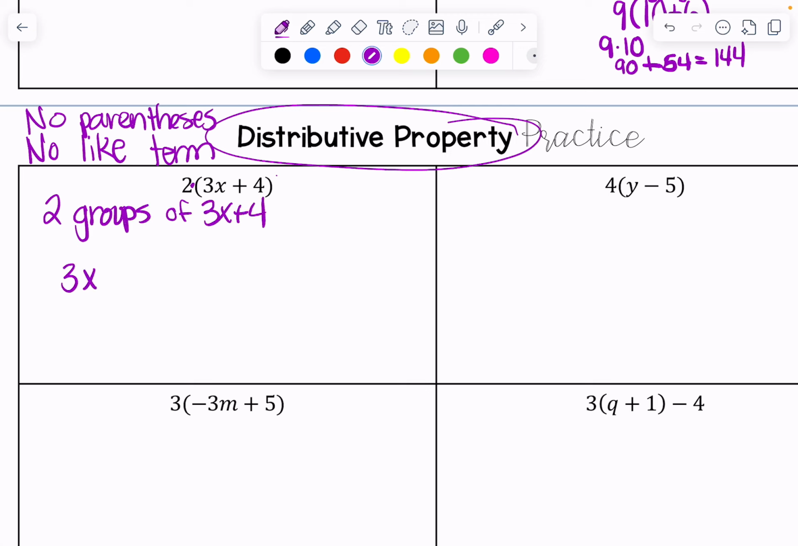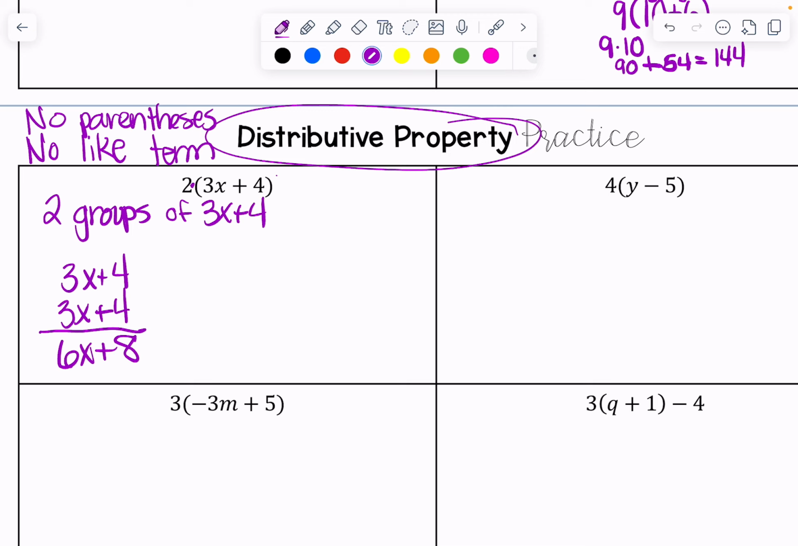I have 3x plus 4, I have another 3x plus 4, and if I combine the like terms from those 2 expressions, I have 6x plus 8. So I have no parentheses now, and I have no like terms. The 6x cannot be combined with the 8. The 8 is a constant. The 6x has a variable. So this would be my simplest form.